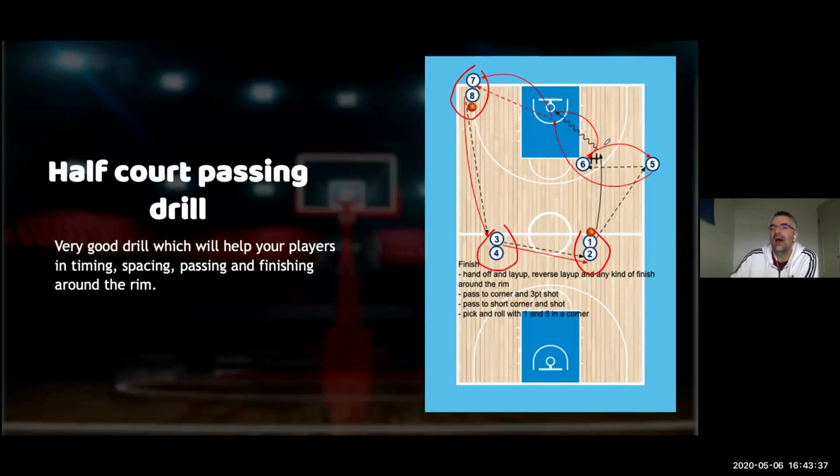Now, instead of just giving this handoff, player one can cut to the 3-point line, get the pass, take a shot, or can go to the short corner, receive the pass, take a shot, or, for example, player one goes to this position, receives the ball from player six who goes there, as we said, and player five, for example, comes and sets the screen. So you can make so many situations, whatever you want. You can be creative on this, but it's a very good drill. I like it so much.